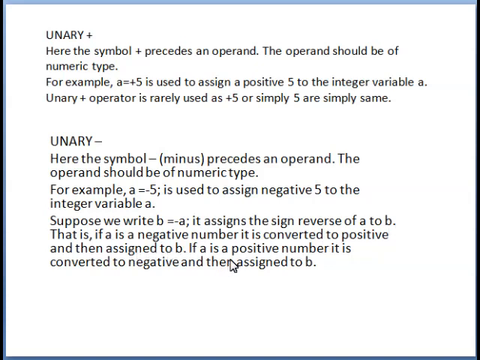If A is a positive number, here the positive value, so B will become negative. B equal to minus A means minus 5. If it is a negative value, then B equal to minus A means negative into negative, positive. So the reverse value, that is positive value, is stored in the variable B. Okay, if A is a positive number, it is converted to negative and then assigned to B.